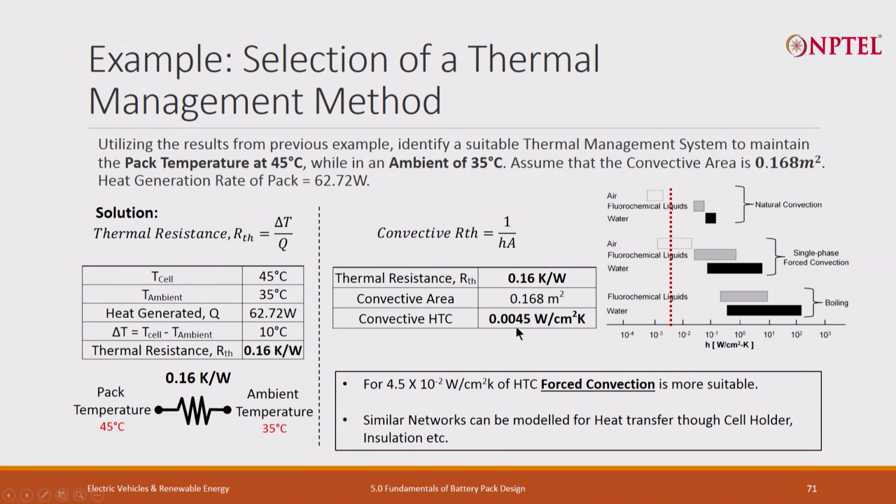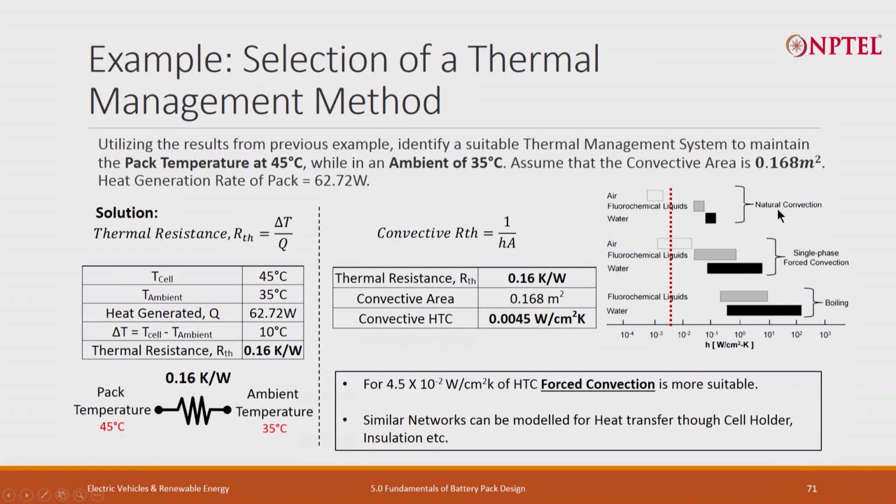So when I ask what the convective heat transfer coefficient is, that is what comes out here. It is around 0.0045, and it falls somewhere here on the chart. Now, what are the options I have?